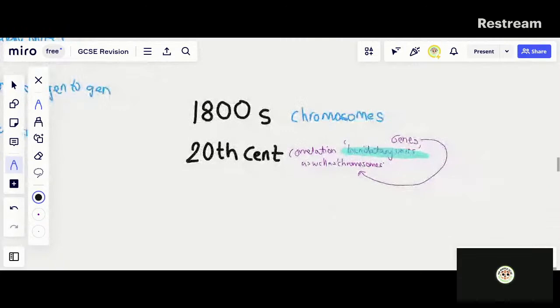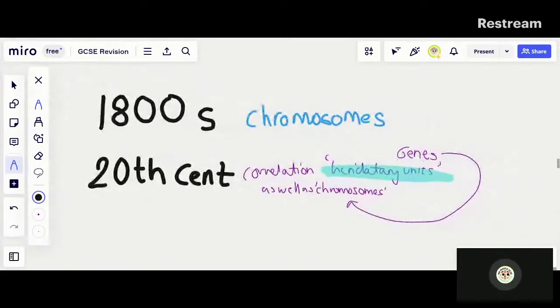Then we look at the history. In the 1800s, chromosomes were discovered, and it was so cutting edge, and it was a starting point for the observations many scientists then contributed to afterwards. So, chromosomes in the late 1800s, and then in the early 20th century, they found a correlation between how chromosomes behaved and how Mendel's hereditary units behaved. And they supposed that these hereditary units were genes that were found on the chromosomes. Now, in 1953, the structure of the DNA was determined.